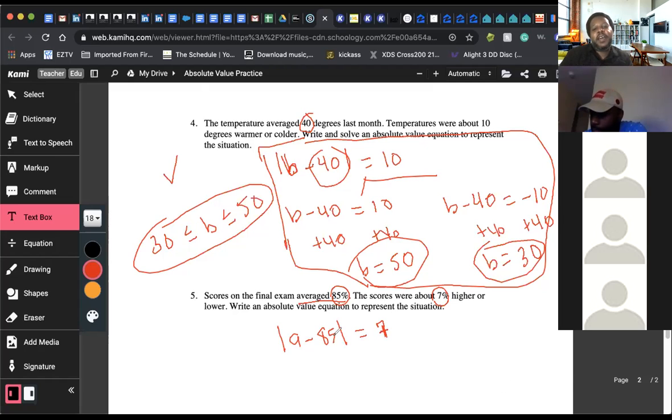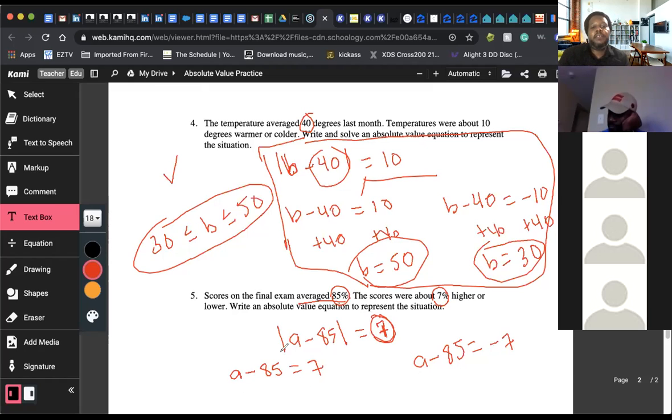Okay, |A minus 85| is equal to 7. Again, we have the absolute value and we have a positive answer here. That means we have 2 solutions. So we need to split it into A minus 85 without the absolute value is equal to 7. When it's negative, the answer is no solution. If this was equal to a negative 7, there would be no solution.